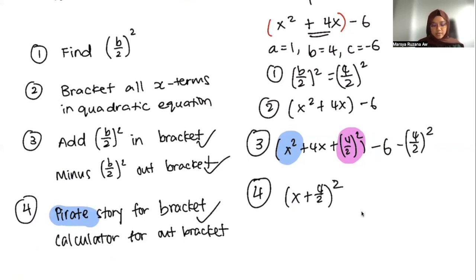Step number 2 for step 4 is to calculate whatever is outside this bracket. So I'm going to go ahead and get my calculator. -6 minus 2 squared. We get -10. And we are done. This is the completed square form.